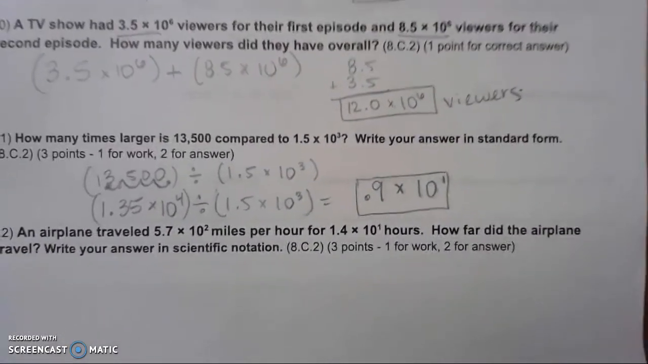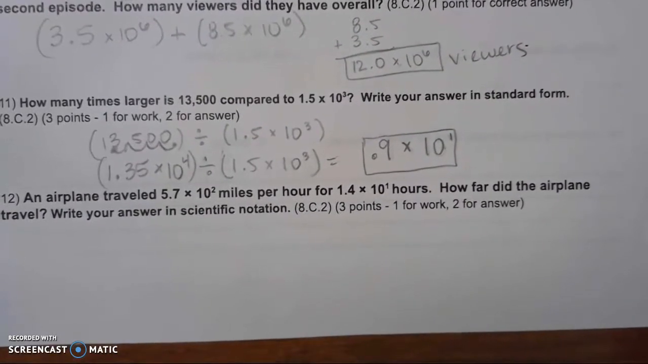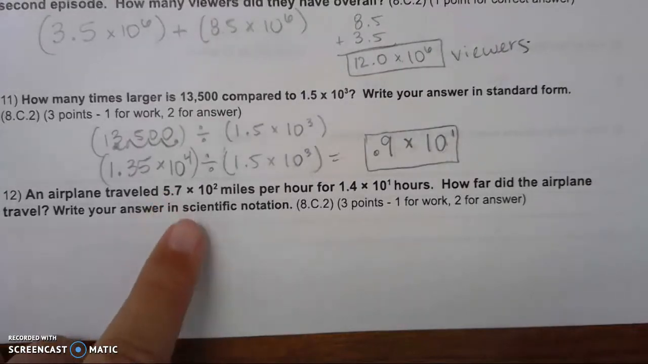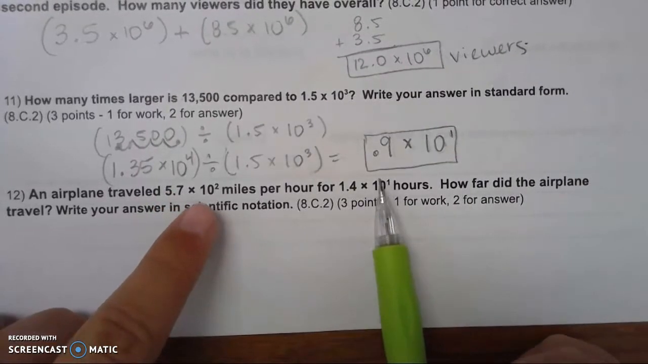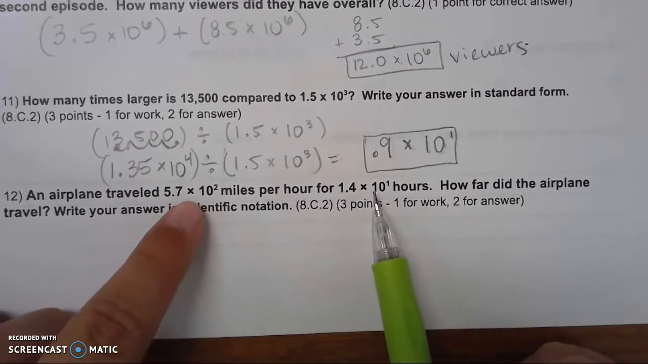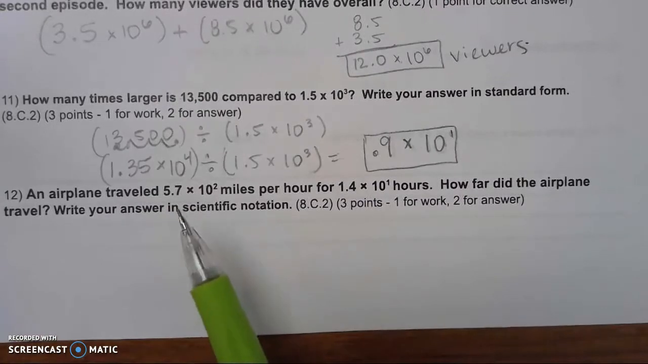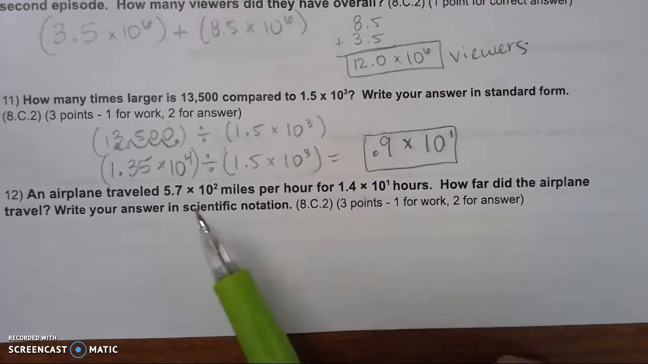All right, and then the last one on this page, an airplane traveled 5.7 times 10 to the second miles per hour for 1.4 times 10 to the first hours. How far did the airplane travel? Write your answer in scientific notation. So if they traveled for this long, for this many miles, and we are trying to figure out how far altogether did the plane travel, we are going to multiply these numbers.